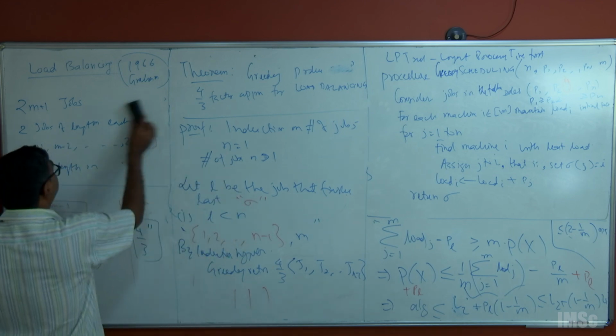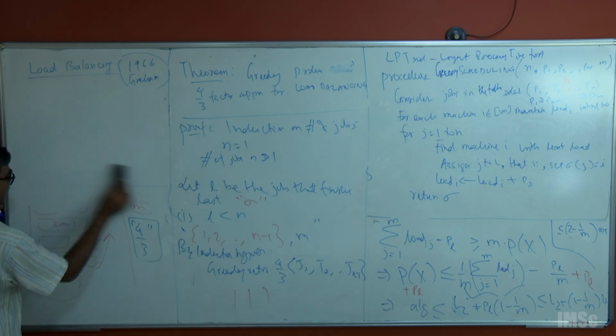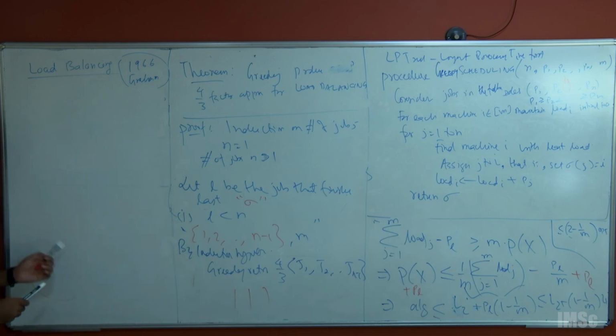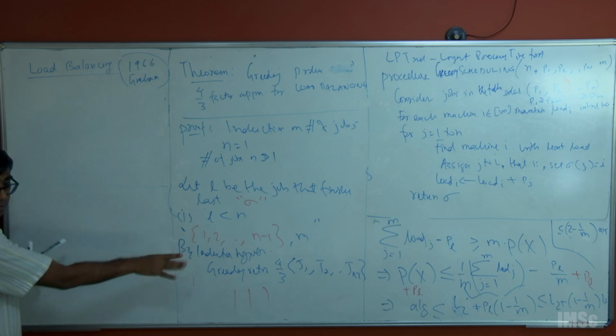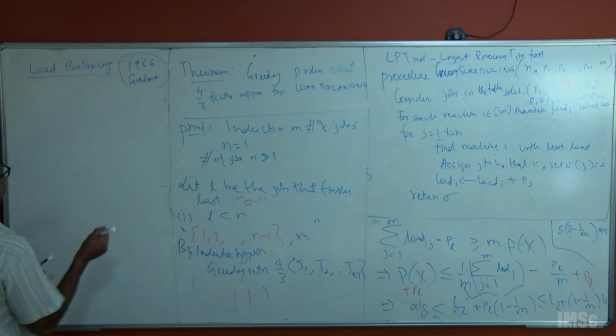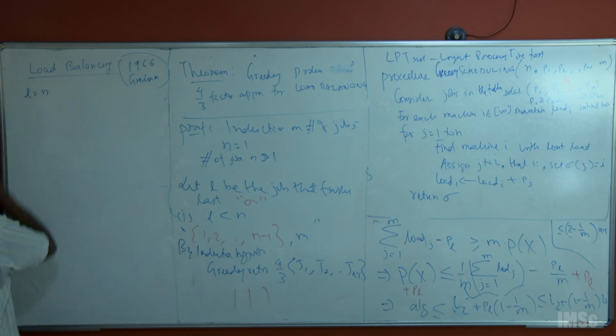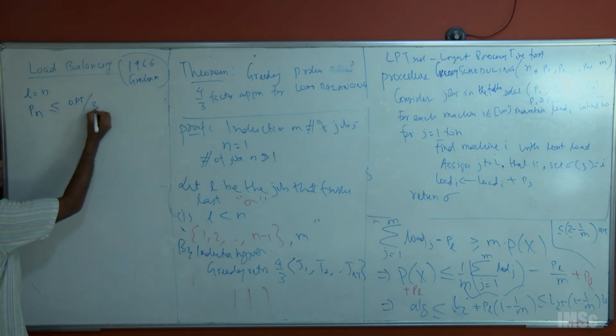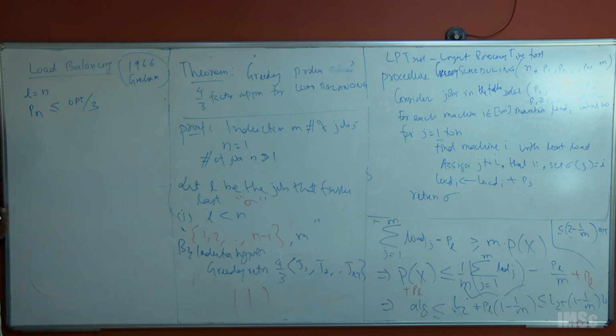So what is interesting? The interesting part comes now, and this is where the analysis will take us. It is on purpose left for you to fill the gap. So now L is n. So the item which finishes last is the last item. Now if Pn is less than or equal to opt by 3, we are done. If Pn is less than or equal to opt by 3, we are done. So now what do you know about Pn?